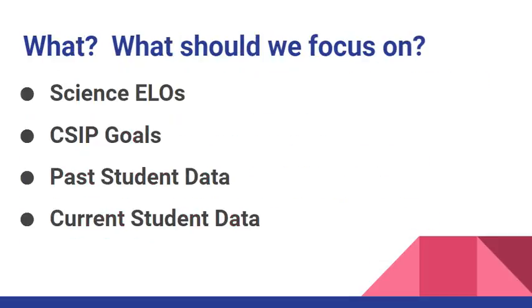So what should we focus on? Well, there's some areas that you can choose from. You could choose your content ELOs or essential learning objectives. You could choose district or building CSIP goals. You could choose something that you can see when you look at the past student data is an area of need for your students, or you can choose based on current student data, giving them some sort of test like a MAPS test at the beginning of the year may give you some clues as to what your students need to improve in.